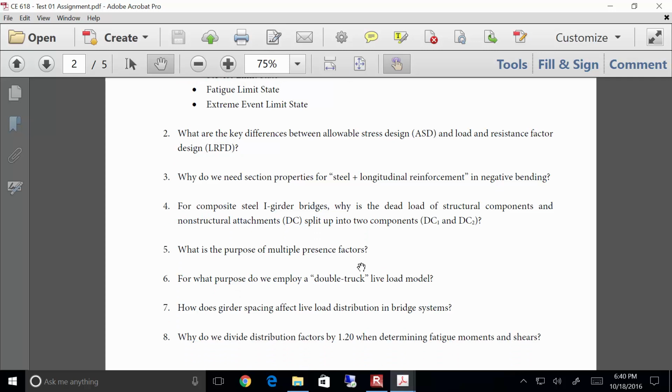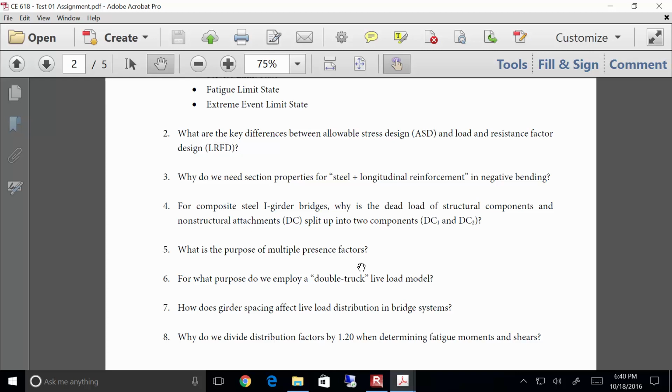Okay. Number seven, how does girder spacing affect live load distribution? This was probably the second most missed answer. And I was really looking for a specific answer. Now, you could have answered this two ways. You could have looked at it from an equation standpoint or looked at it from the physics. Okay? The question's asking, how does girder spacing affect live load distribution? And the answer is, the farther apart your beams are, the more load goes to a beam.